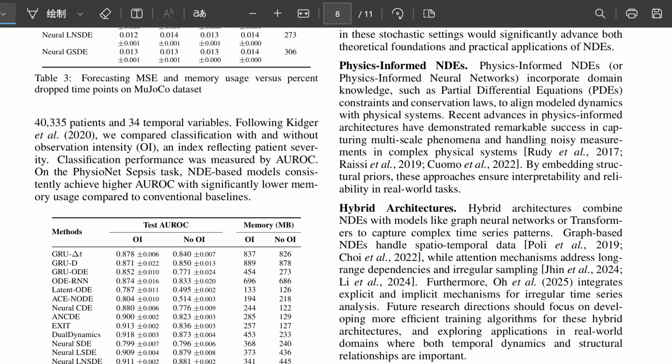It really drives home that NDEs aren't just a minor update. They represent a fundamentally different, powerful way to approach time series modeling. They offer this mathematically sound, flexible framework for capturing the continuous nature of many real systems, tackling core challenges head-on.